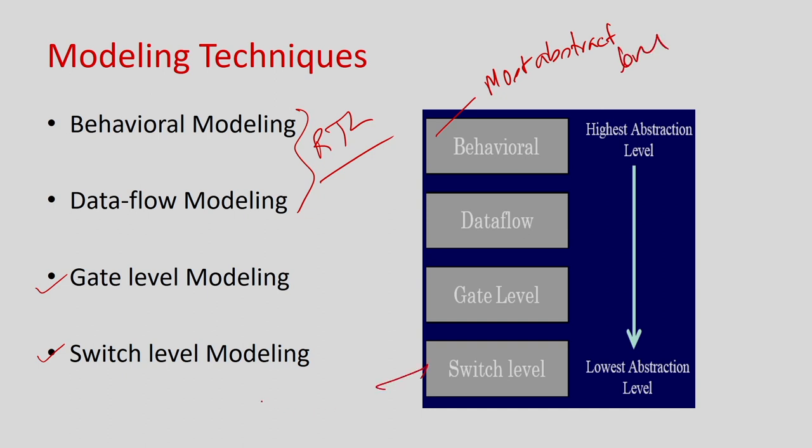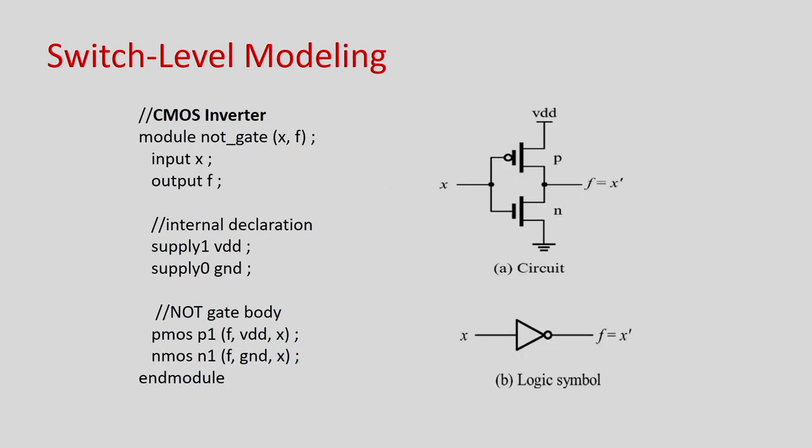And this is the most detailed level, right? In the sense, if you have, say, 1000 lines of code in RTL, that may become 1 lakh lines of code at the structural level, right? So it's easy to develop things in a higher abstraction level. So I am going to talk about the Verilog syntax at different levels. First I am going to talk about the switching level, right.